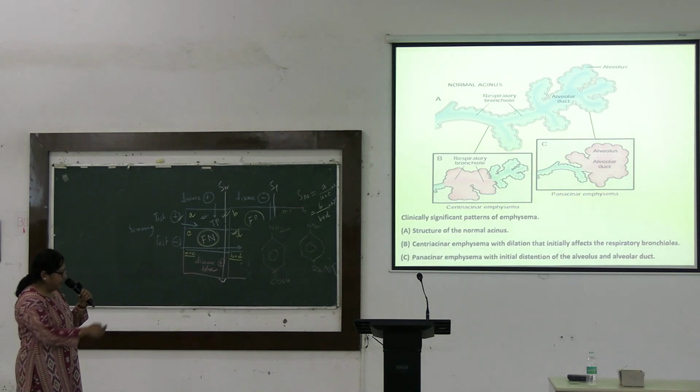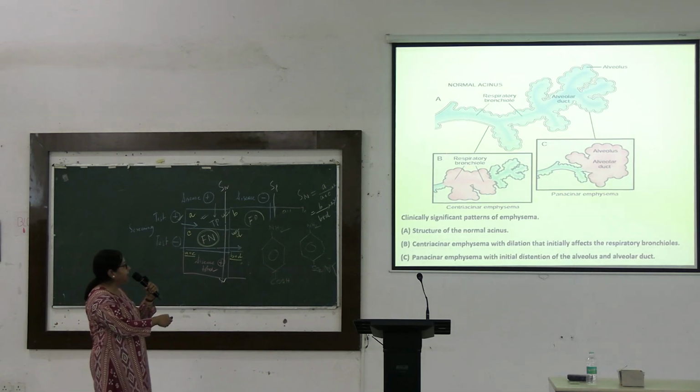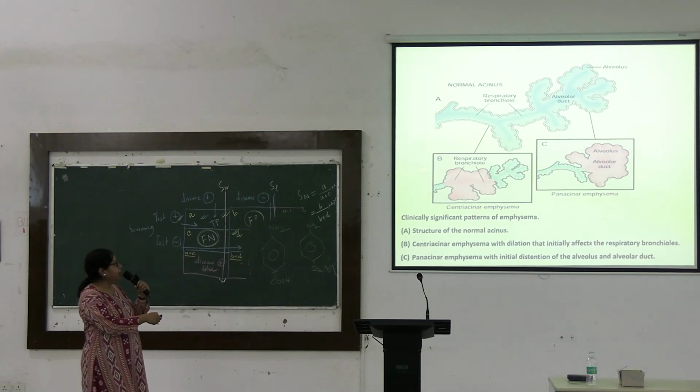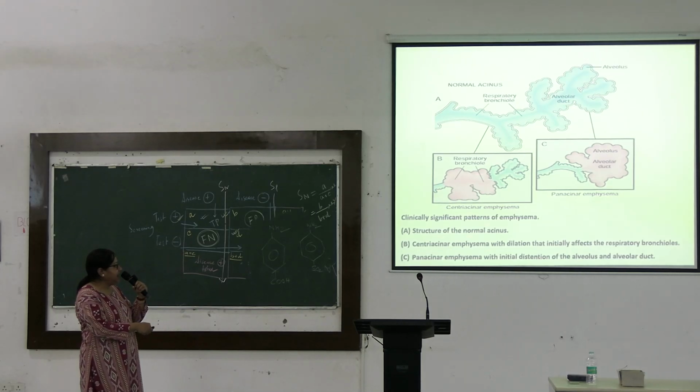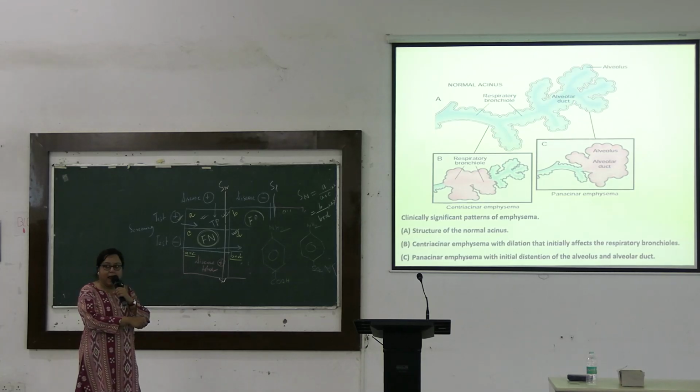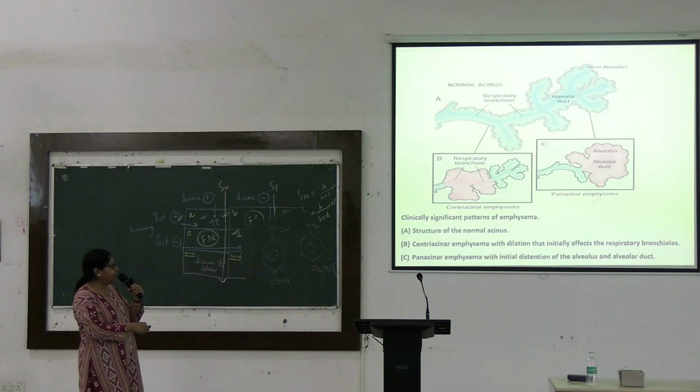So this is a diagram. Here you can see the diagram of a normal acinus, with the respiratory bronchiole, alveolar duct and alveolus. In this image, there is centriacinar emphysema with dilatation. See, the respiratory bronchiole is dilated. And in panacinar emphysema, there is distension of the alveolus and the alveolar duct. So this is centriacinar and this is panacinar emphysema.